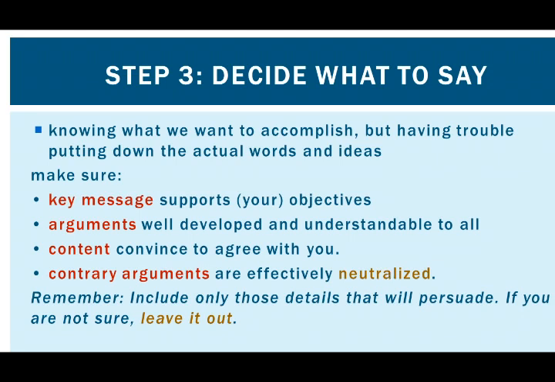So, for example, you want to say that company A is successful, but you know that there are arguments out there, not from you, that say otherwise, that company A is not really successful, or that company A is bad. You have to say those things. However, you say those things only with the purpose of neutralizing them. You don't just say them because they exist. You have to neutralize them. And also include only those details that will persuade. If you're not sure, leave it out. If you're not sure about something, about the details, just make a note of it and leave it out from your presentation. If someone talks about it later in the discussion, then you can discuss it.